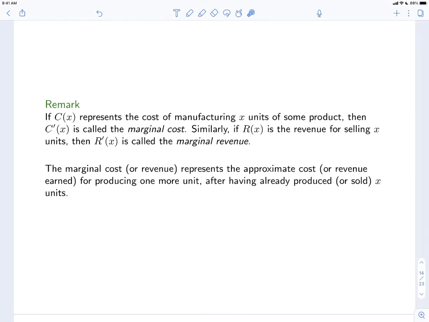In economics, there's a special name for the derivative of the cost function. So if c at x is the cost function representing the cost of manufacturing x units of some product, then c prime of x is called the marginal cost. Similarly, if you have a revenue function, r at x, then r prime of x is called the marginal revenue. The marginal cost represents the approximate cost for producing one more unit after having already produced x units. Similarly, for revenue, it represents the approximate revenue earned for selling one more unit, given that you've already sold x units.